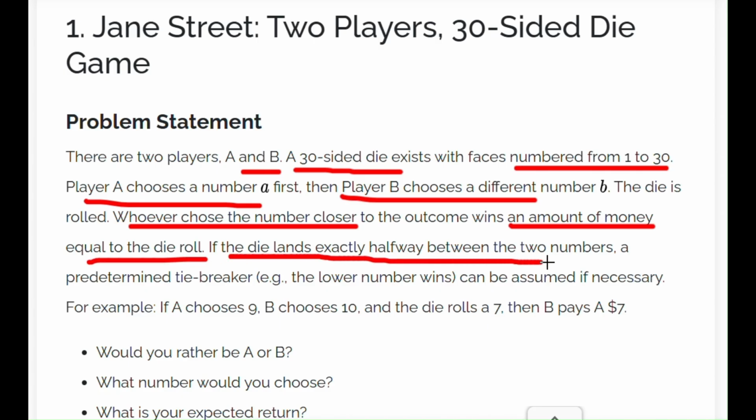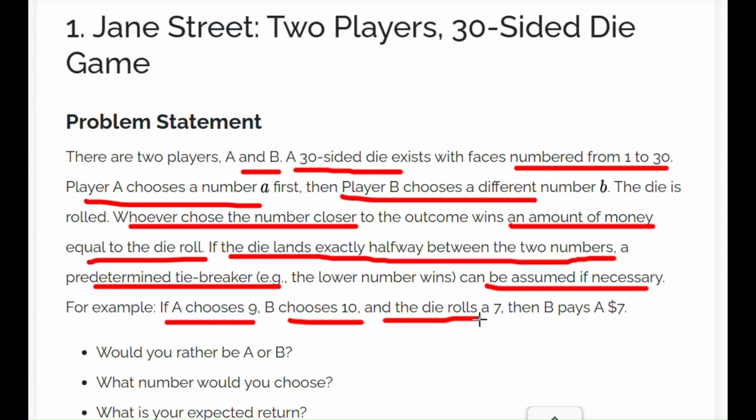If the die lands exactly halfway between the two numbers, a predetermined tiebreaker can be assumed if necessary. For example, if A chooses 9, B chooses 10, and the die rolls a 7, then B pays A 7 because the number rolled is closer to A than to B. So A wins and he receives $7.